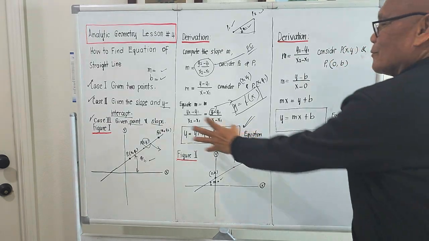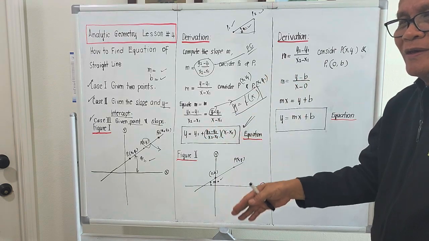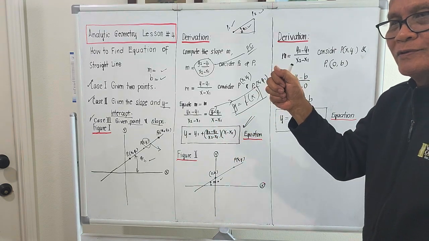You don't have to memorize this one, right? Actually, you could derive this one by just knowing the equation on how to compute for slope.